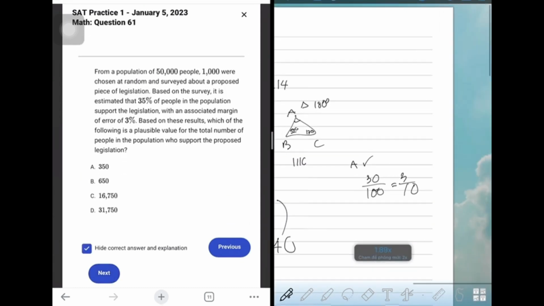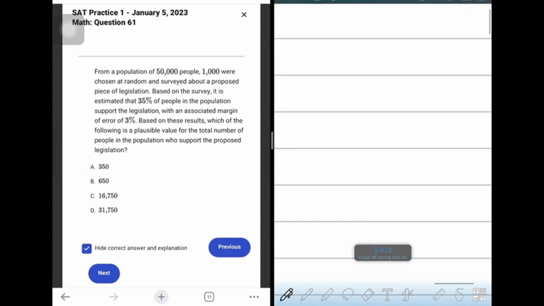From a population of, okay, so we have 50,000.